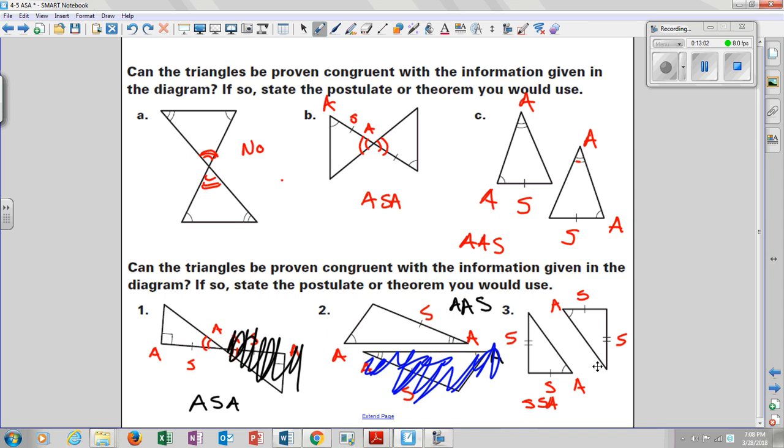If you try to use ASS, that's what you are, because it does not work, ever. So remember it that way. If you come up with ASS, it's not right.